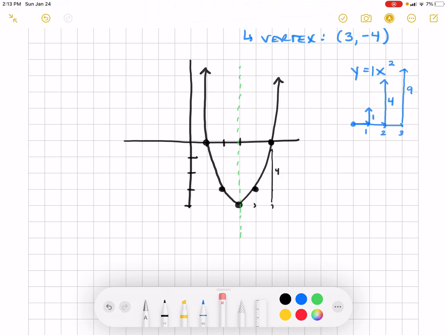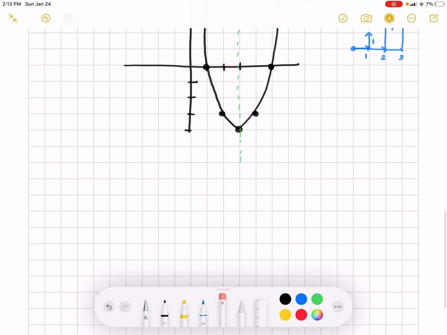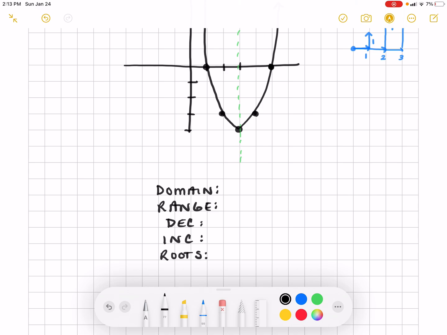All right, so the next thing I want to do is review some different parts of the graph so that you're ready to do our activity that we're going to do in class. So we're going to review here how you state the domain of a parabola, the range, the decreasing interval, the increasing interval, and then we're going to talk about the type of roots that we see. All right, so let's take a minute and set up some blanks here for these different answers.